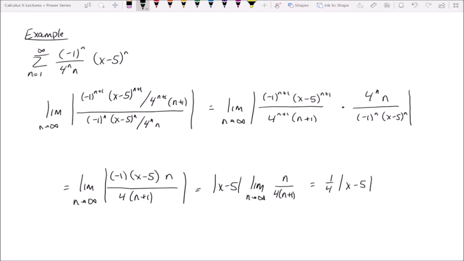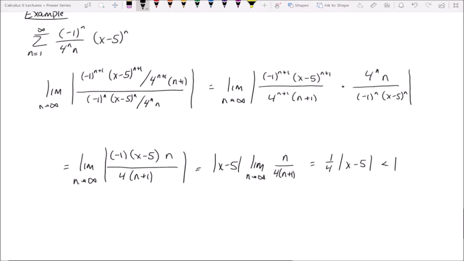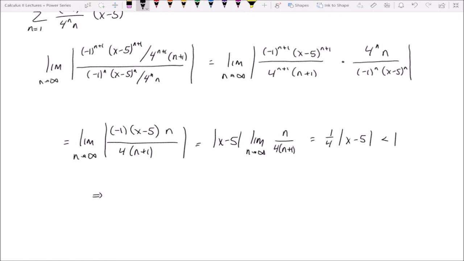However, to converge, that limit has to be less than 1. So what this means is that the absolute value of x minus 5 has to be less than 4. Right, so by the way, this 4 would be the radius of convergence. Well, this means that negative 4 is less than x minus 5, which is less than positive 4. If we add 5 to everything, we get 1 less than x, which is less than 9.